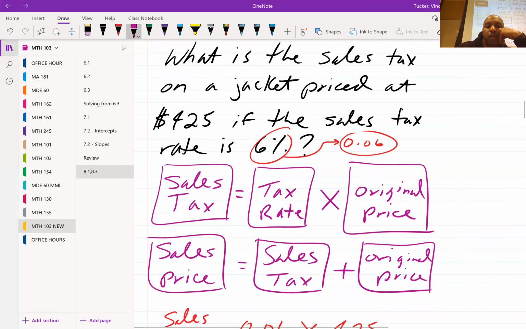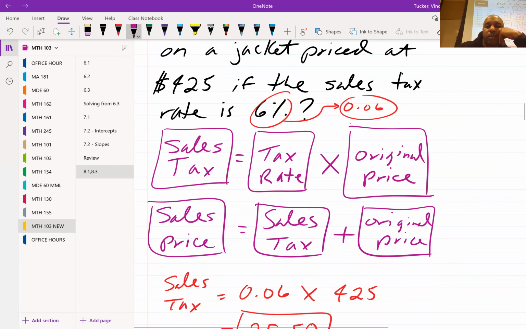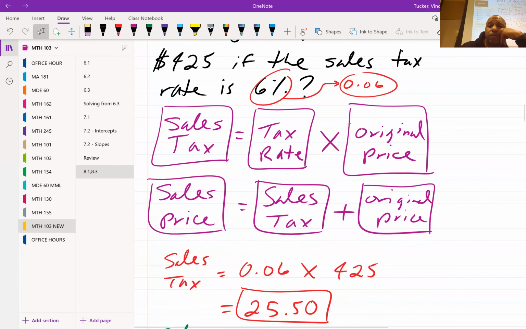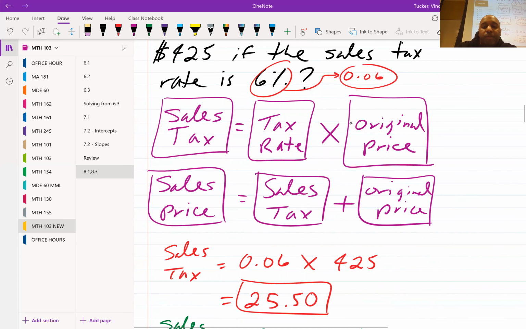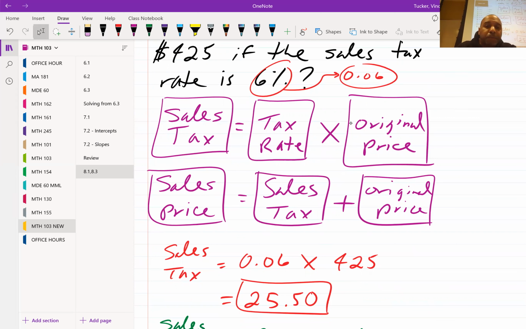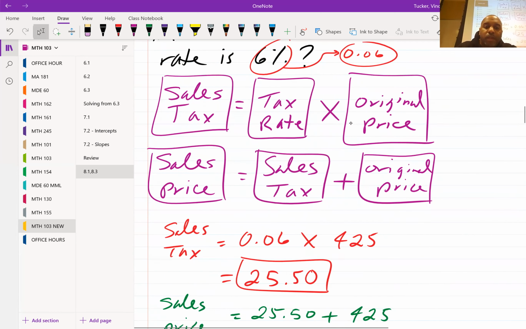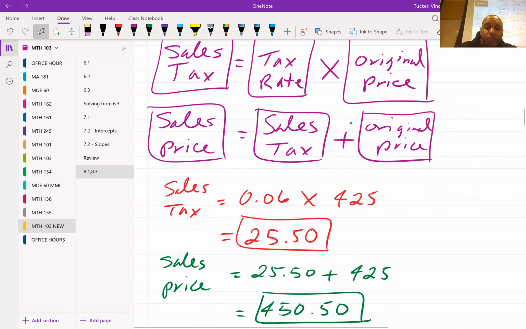Don't forget when it comes to your rate and it's a percent, you want to convert it to a decimal first. That's why I did the 0.06. So 0.06 times 425 is 25.50. So that's your sales tax. And then add that to your original price, 25.50 plus 425, 450.50 will be how much you have to pay.